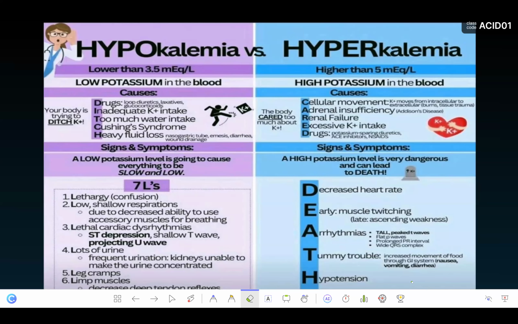So, high potassium levels are very dangerous and could lead to death. And a good way to remember this is DEATH. D is for decreased heart rate. E is for early muscle twitching, which is a late ascending and weakness. A is for arrhythmias. And with hyperkalemia, we get tall T waves and flat P waves, prolonged PR interval and wide QRS complex on the EKG. T is tummy trouble, which can include a variety of different GI symptoms, including nausea, vomiting, and diarrhea. And H stands for hypotension.